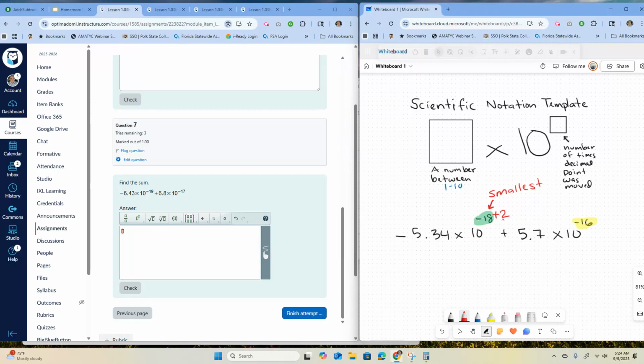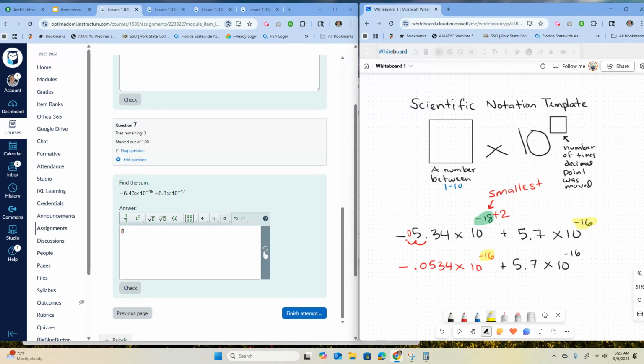Now, what does plus 2 mean? I'm going to take the decimal point of negative 5.34 and I'm going to move it 2 times to the left. And then you have an empty space. You're going to put a 0. So you have a new number, negative 0.0534 times 10 to the negative 16 power. And now we can add the 5.7 times 10 to the negative 16 power.